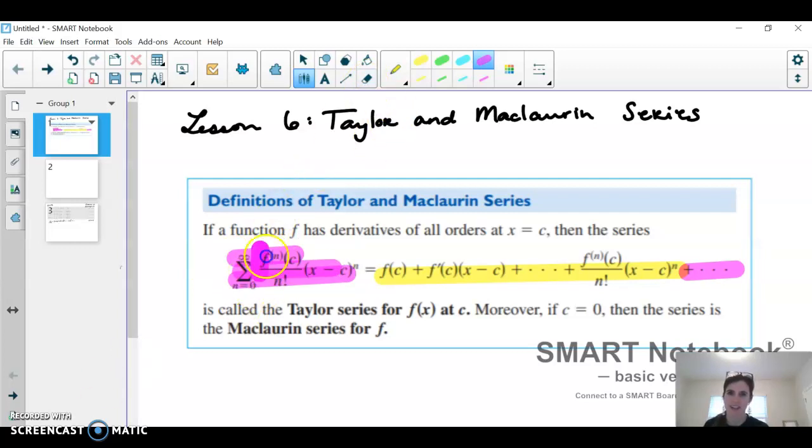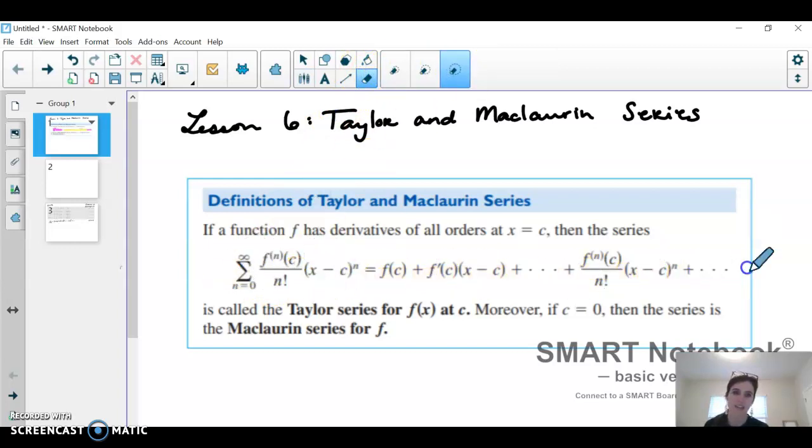I'm actually going to erase that so it doesn't look as challenging to see. Our goal for today is to think about how we can now apply the Taylor and Maclaurin polynomials and make it into a series. Let's go ahead and see. I'm going to have you pause the video so you can write this down, and then we'll get started.